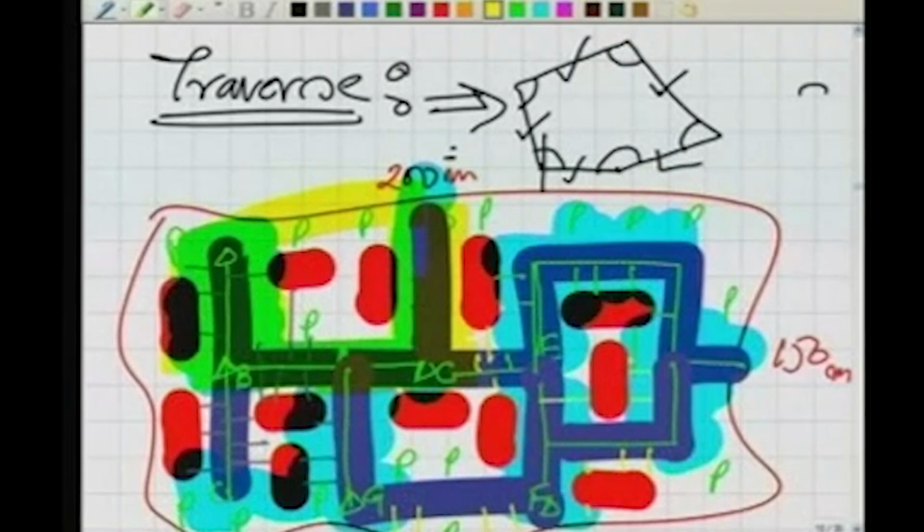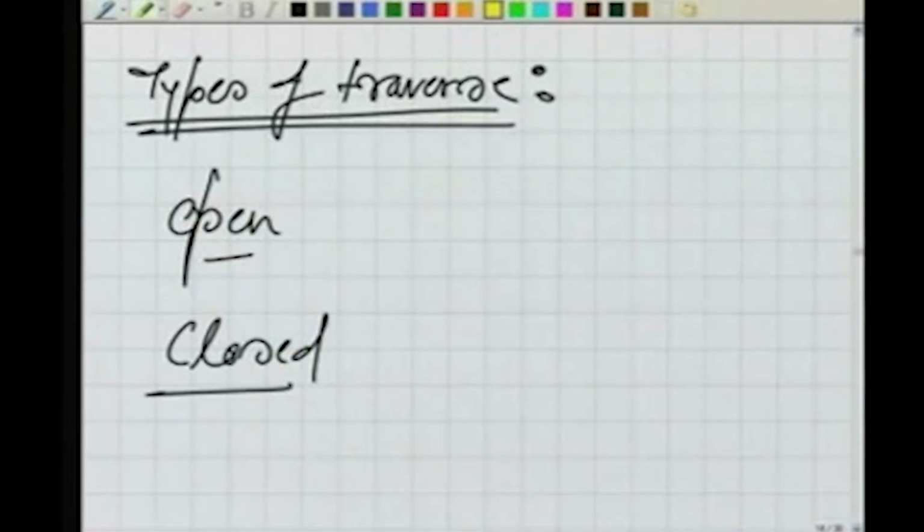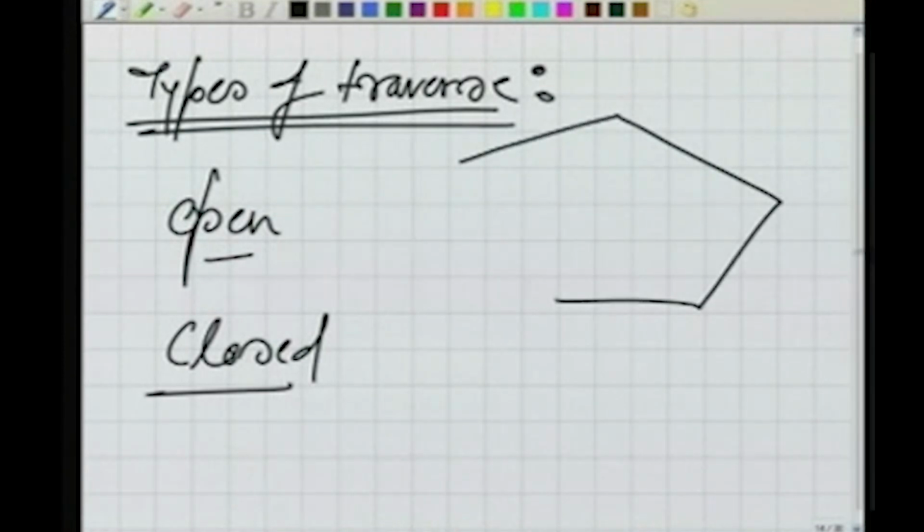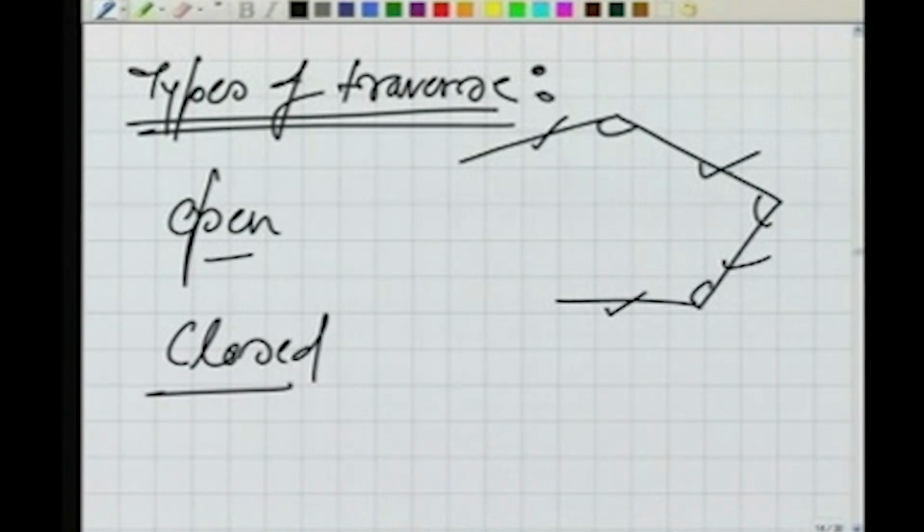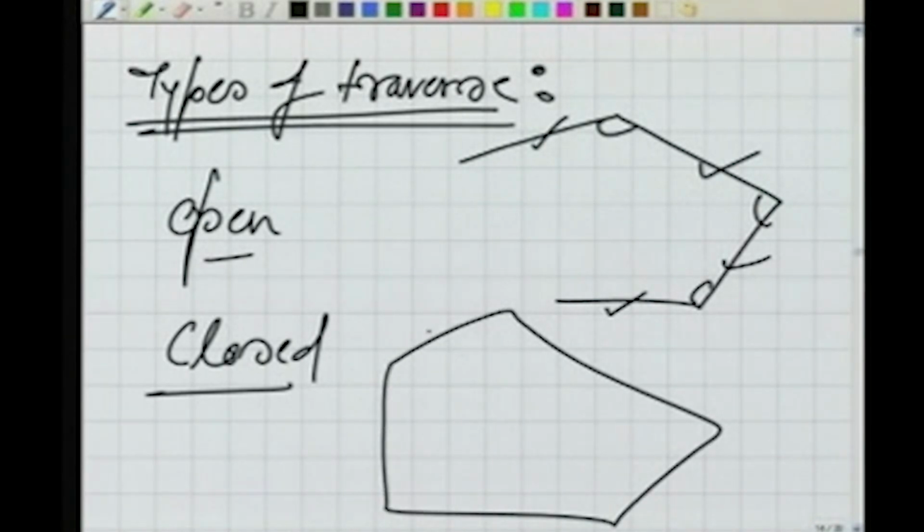However, here, if I go along where I am highlighting, this entire thing is closed. To explain it in the figure, an open traverse is something like this. We started our measurements and we have taken all these observations, linear and angular. We have measured these lines and these three angles. So this is our open traverse. Closed traverse: here, all these lengths are measured as well as all the angles. This is the closed traverse.